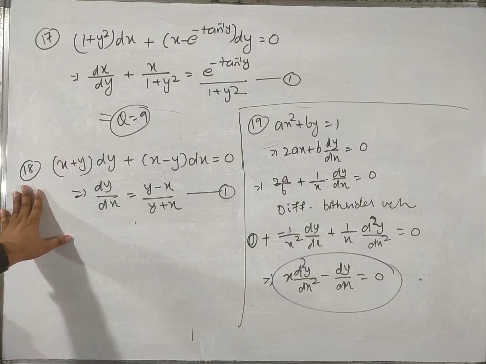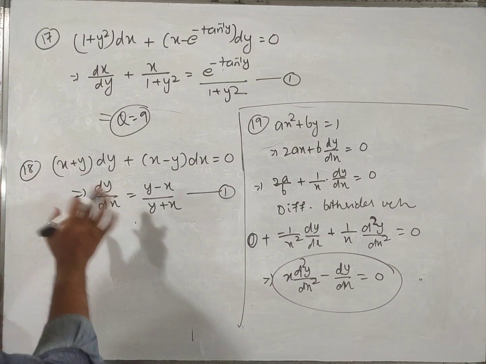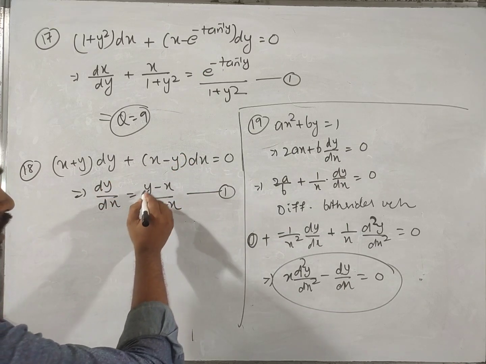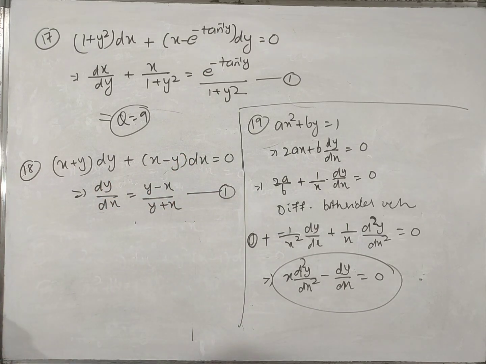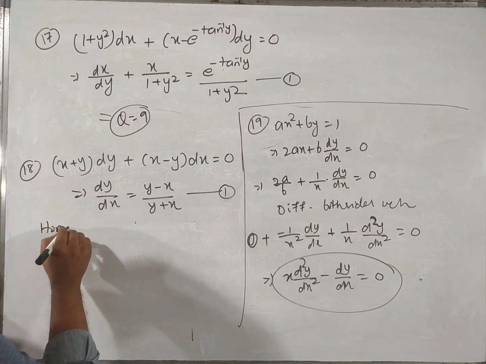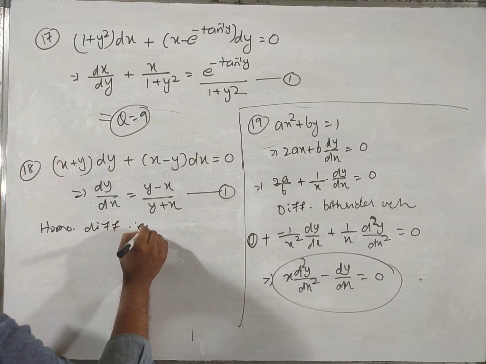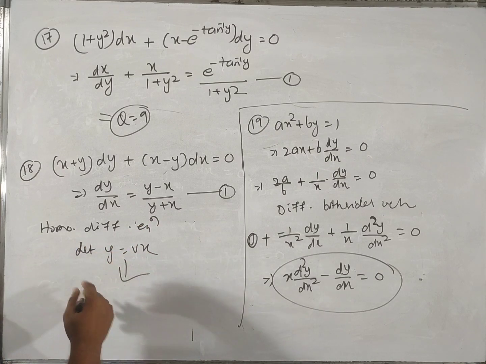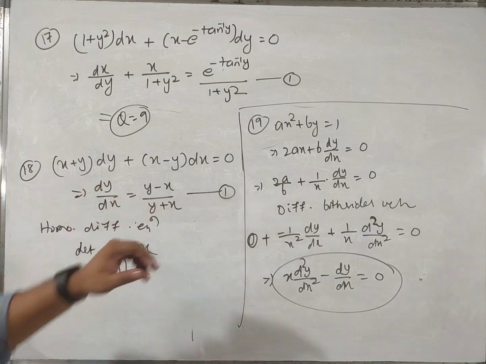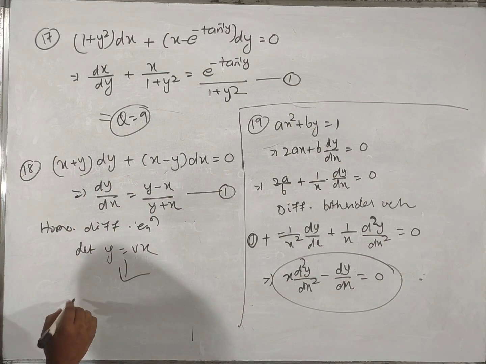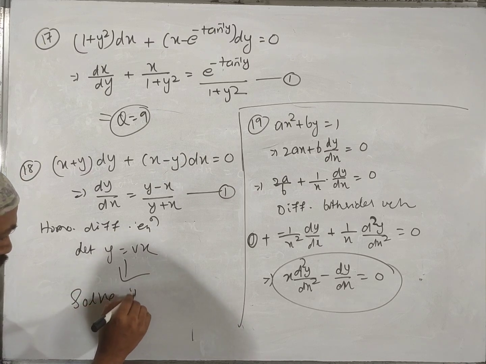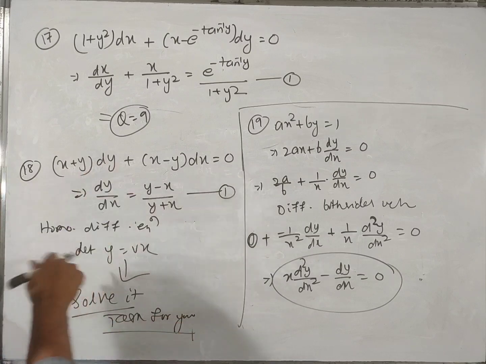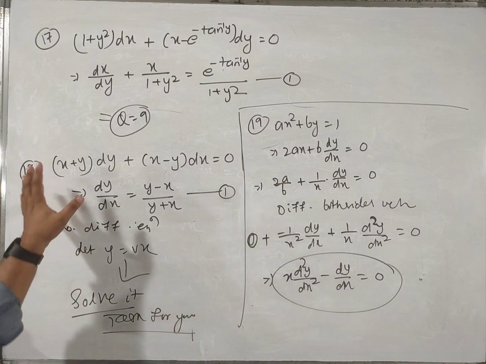Then the question number 18, it is a differential equation. We can express the given problem in the form of dy upon dx is equal to y minus x divided by y plus x. And it is a homogeneous differential equation. And here we have to consider let y is equal to vx. And then we have already discussed or solved it in the exercise part of your book. So just this is the task for you, solve it. Already we have done this, so no need to write it down further.